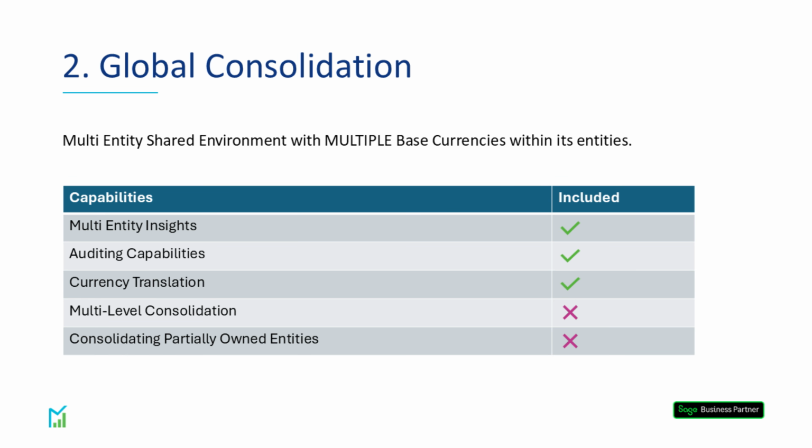The second type of consolidation is global consolidation. This consolidation is useful in a scenario where multiple base currencies are used across different entities in a multi-entity shared environment. An example of such would be an international business with its branches across different regions, such as the UK and the EU, using the Great British Pound as the base currency in some entities and the euro in the others. This type of consolidation offers everything that domestic consolidation offers, and on top of that, it also supports currency translation. It does not, however, support multi-level consolidation or consolidation between partially owned entities.